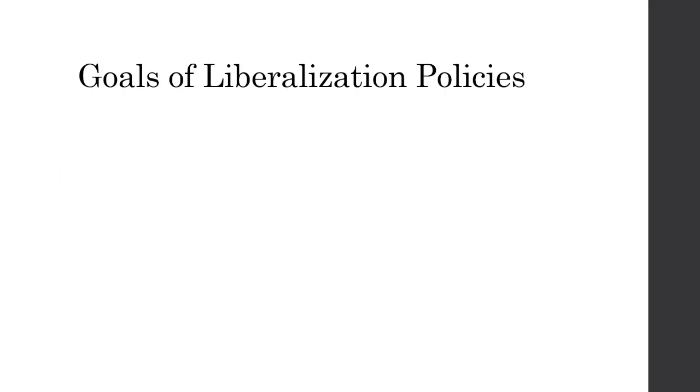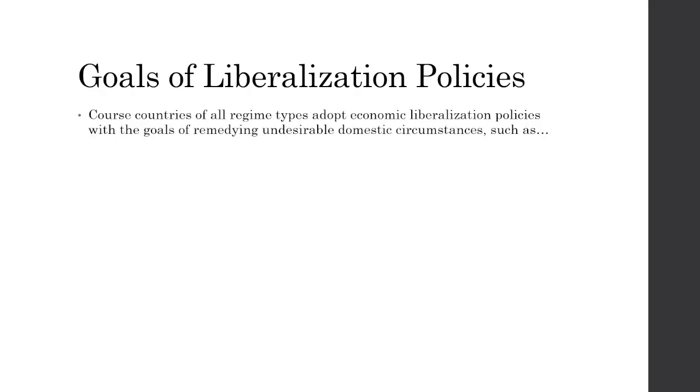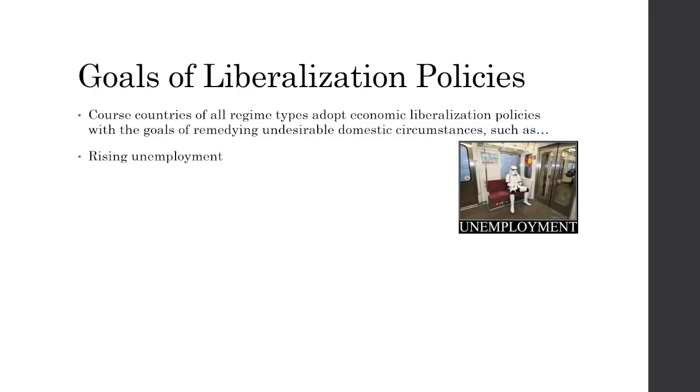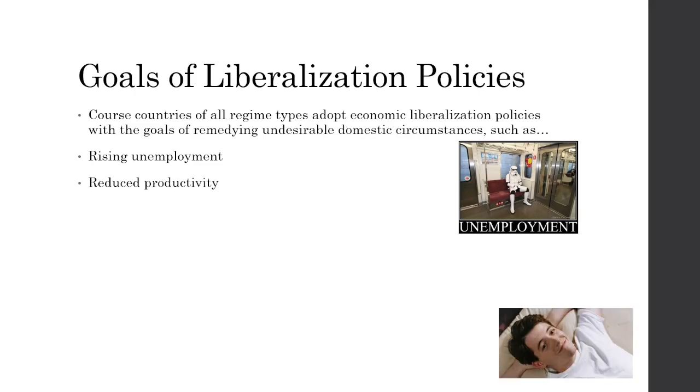So what are these goals that governments have when they implement economic liberalization policies? These are implemented by our course countries, both authoritarian and democratic regimes, and they have various goals of basically improving their economy and possibly curtailing undesirable conditions and circumstances. So they could be trying to limit the unemployment rate going up or reduced economic productivity and output and exports. There could be external situations such as lack of foreign direct investment or tariffs going up in other countries.